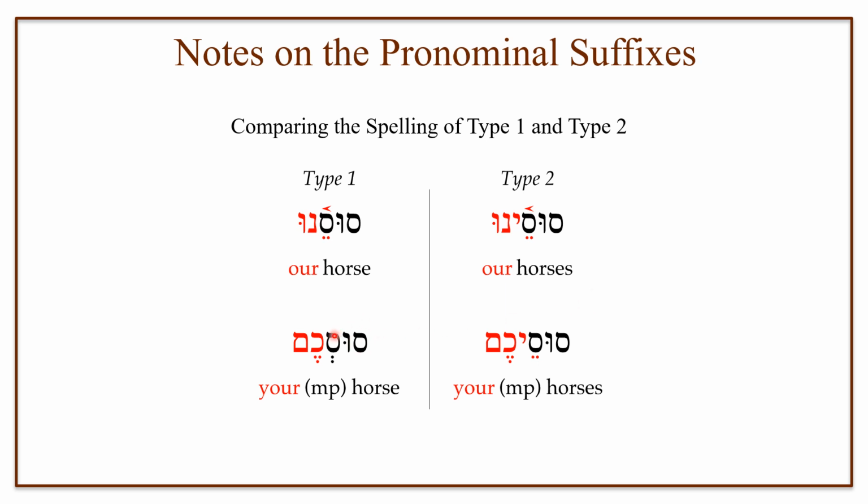Same thing down here, suschem, all right? So you've got no yod, that's a type 1 suffix, so it's your, and that is a plural your horse. Still one horse, but multiple owners. And then over here we've got the yod, which means the noun is plural, the sus is plural, and it's still the same your suffix, so multiple owners, and now in this case multiple horses.